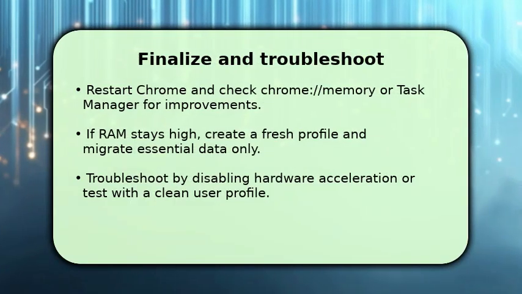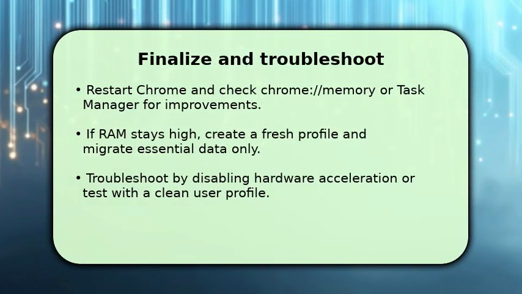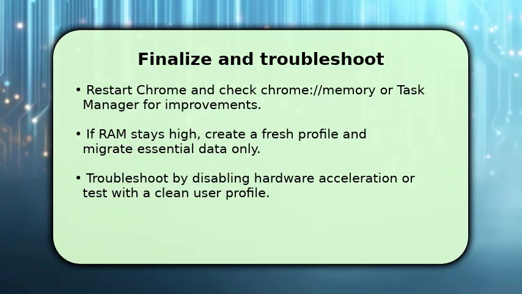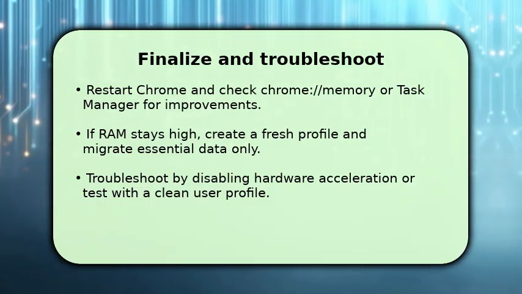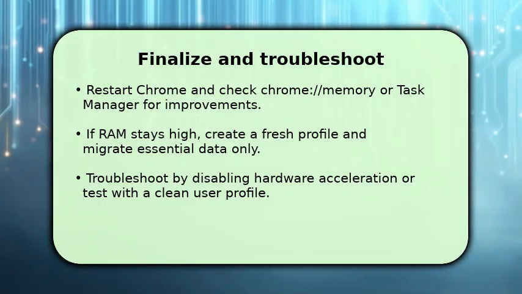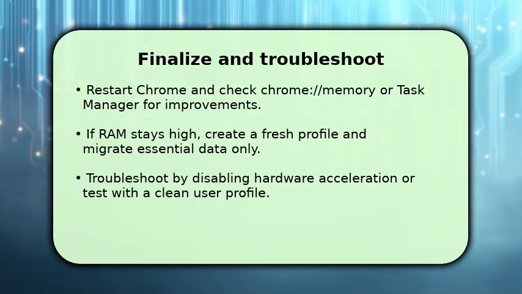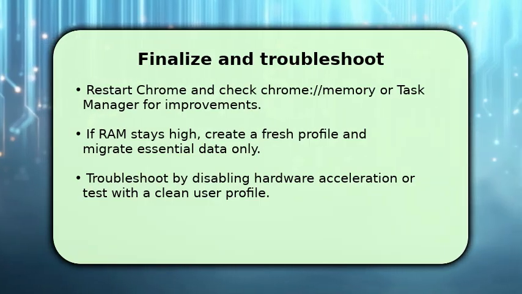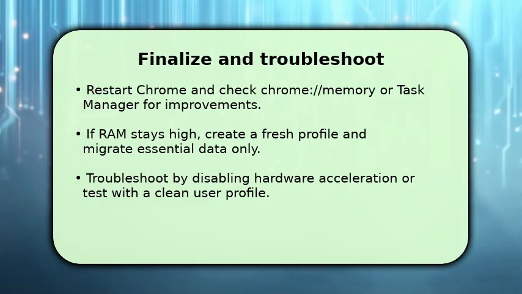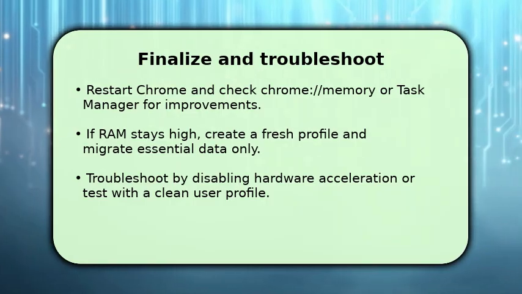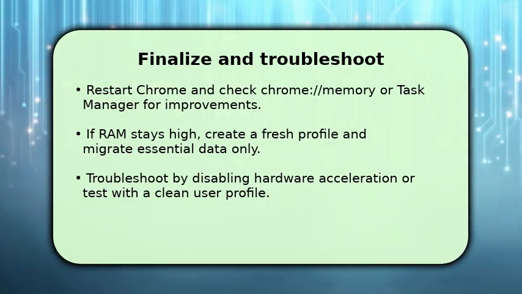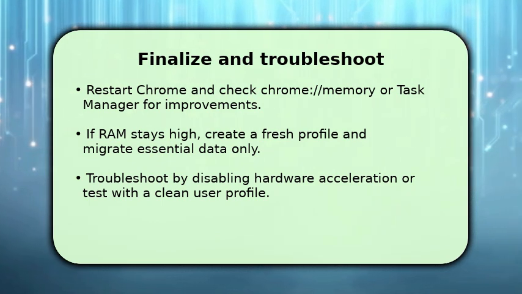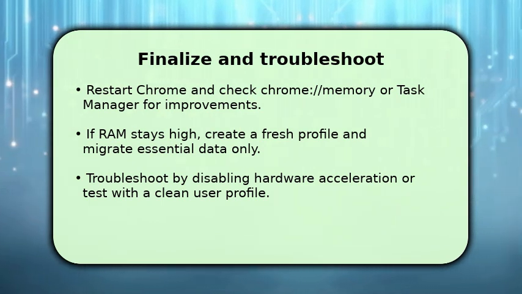Finish by restarting Chrome and measuring results in chrome://memory-internals, or the browser Task Manager. You'll see freed RAM if prior steps worked. If memory still runs high, make a fresh user profile and migrate only bookmarks and passwords to avoid hidden extension or cache bloat. Make sure to test with hardware acceleration off if rendering processes spike. If things go wrong, disable extensions one by one to find the offender. This targeted elimination usually reveals the culprit quickly.